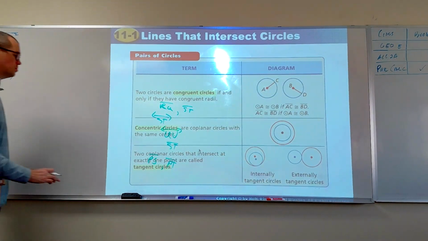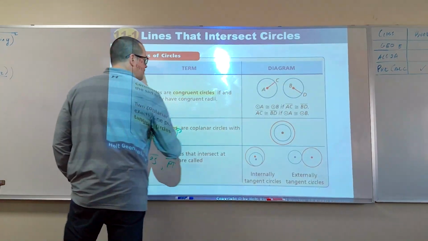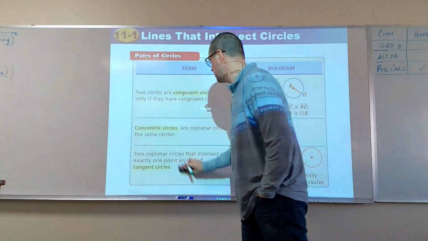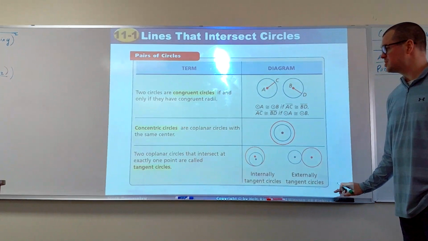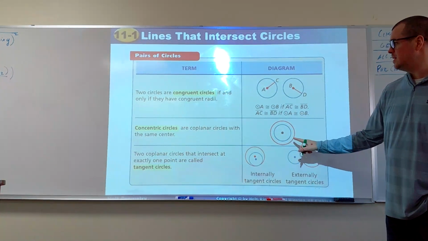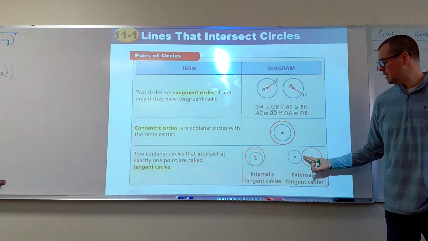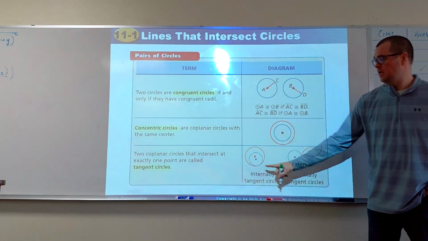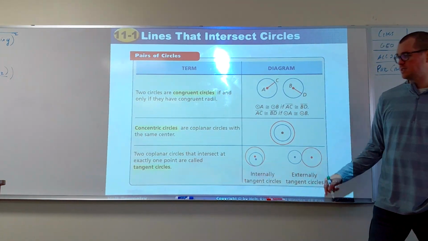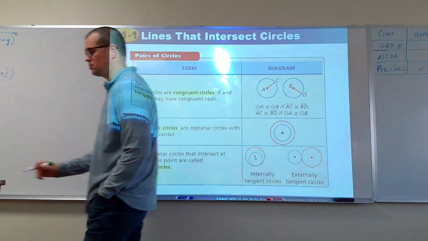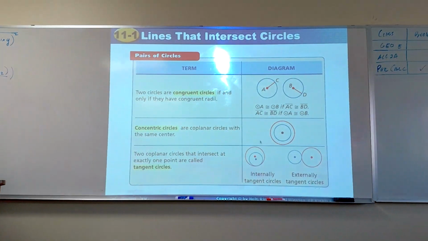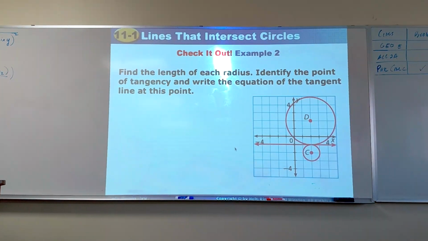All right, so 2 circles are congruent if they have the same exact everything, same radius. Concentric circles are inside each other, they have the same center. And then tangent circles mean they touch in one spot. You can be internally tangent or externally tangent. Okay? Find the length of each radius, identify the point of tangency, and write an equation of the tangent line.